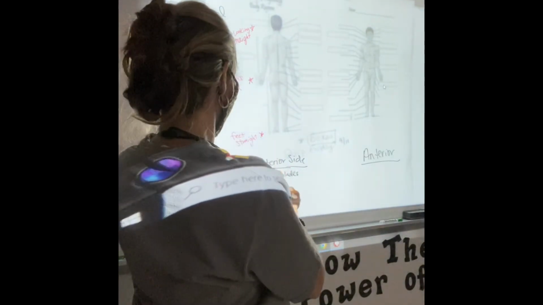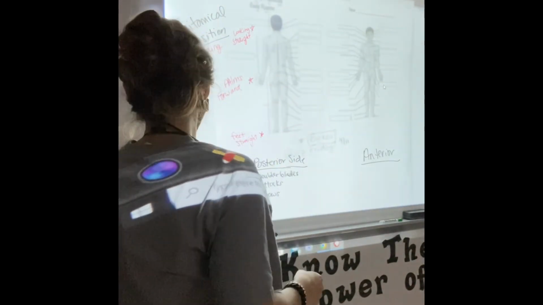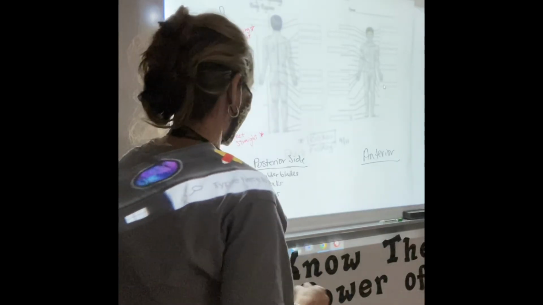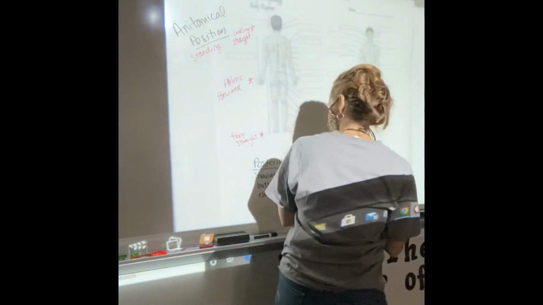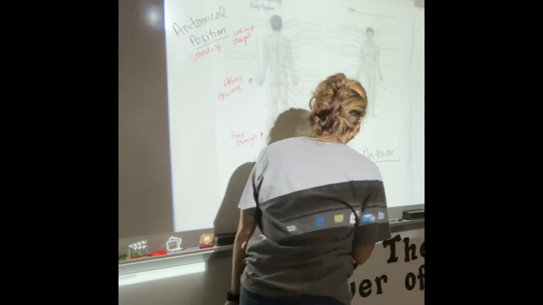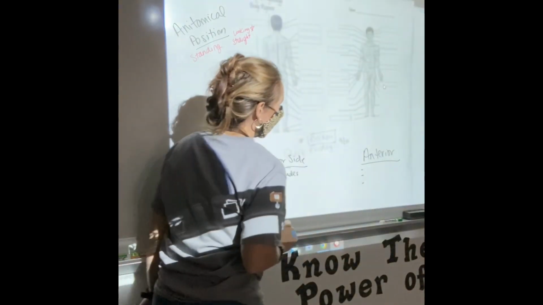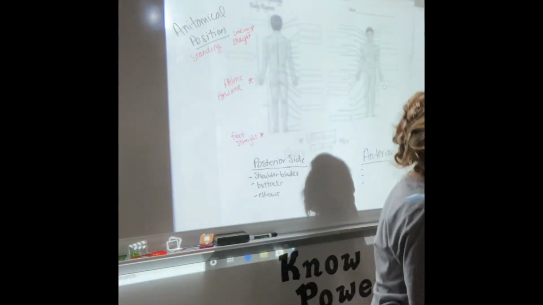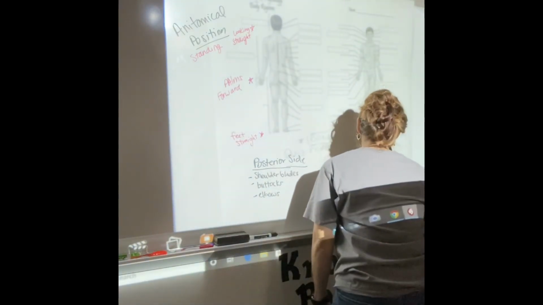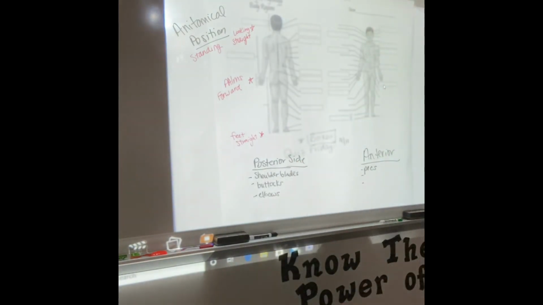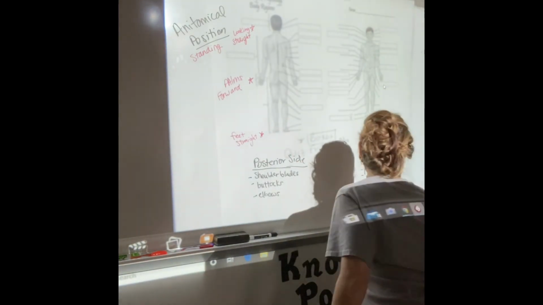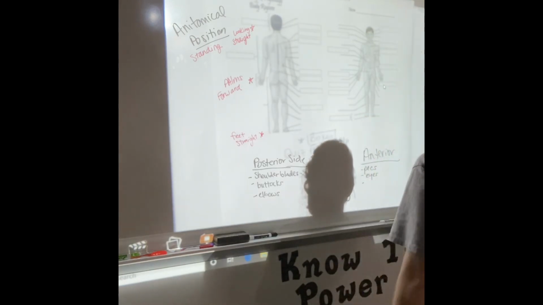Okay. So when we flip to the anterior side of the body, what are some items that are located on the anterior side? We gave some examples for posterior. Pecs. Pecs, perfect. What else? Eyes. Good. And our knees.